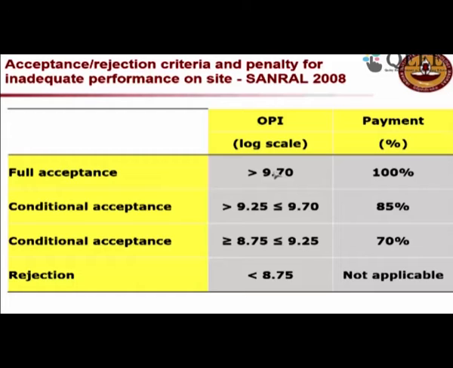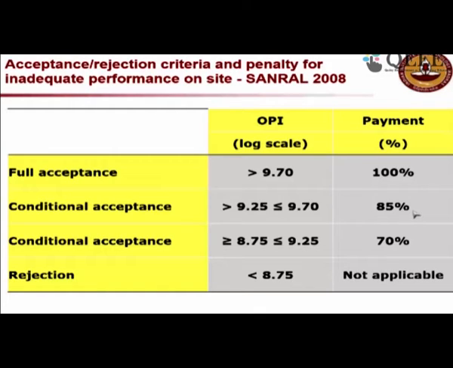After 28 days, they come back and check the concrete oxygen permeability index. If the oxygen permeability index is greater than 9.7, 100% payment will be made. If the oxygen permeability index is between 9.25 and 9.7, then only 85% of the payment will be made. So there is a penalty of 15%.